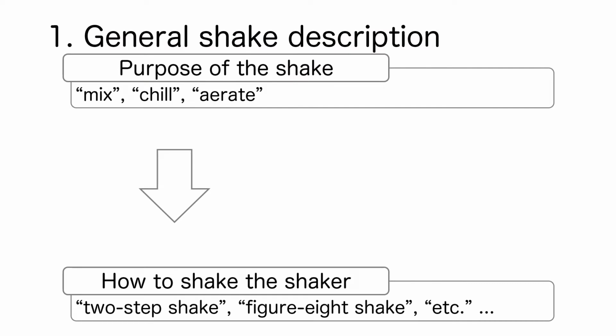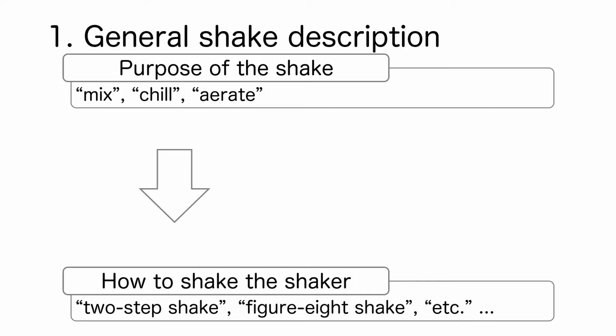Many cocktail books and cocktail-related sites explain the purpose of the shake. The three purposes of the shake are to mix, to chill, and to aerate. Then, after explaining the purpose of the shake, an explanation of how to shake the shaker is given.